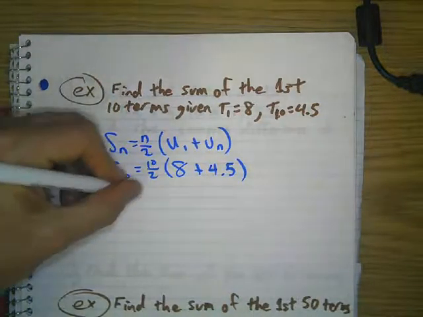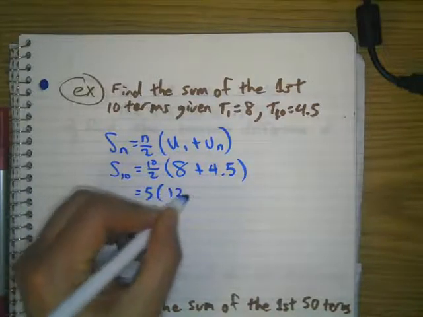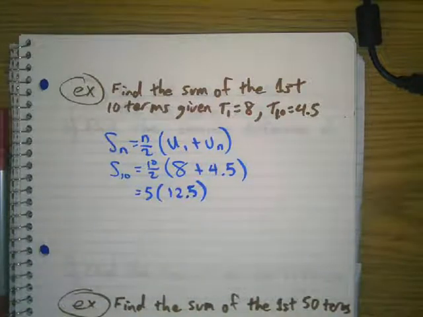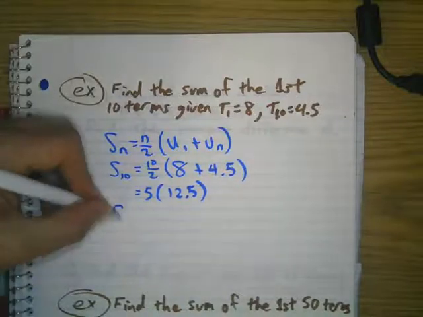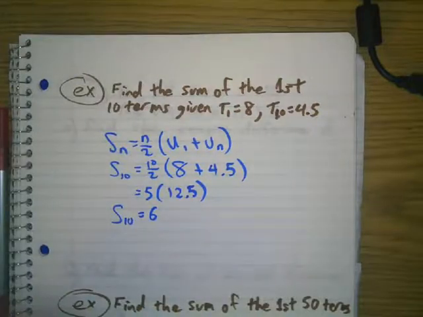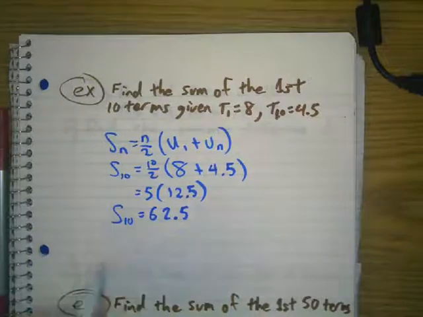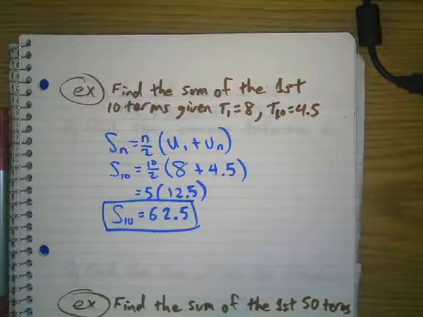So we get 5, and 8 plus 4.5 is going to give me 12.5, times 5. And so the sum of the first 10 terms is going to be 62.5. Okay. All right, let's do another one.